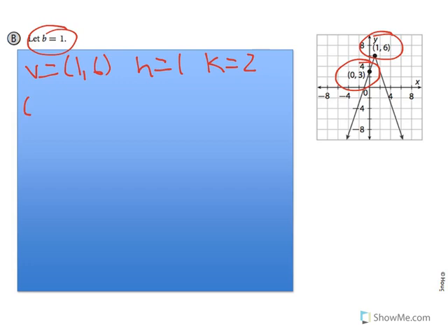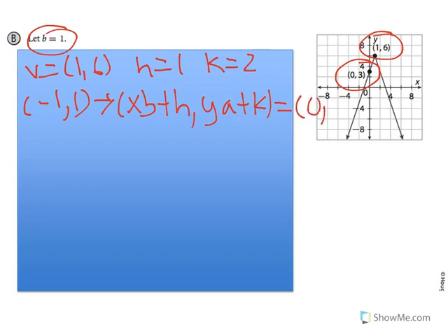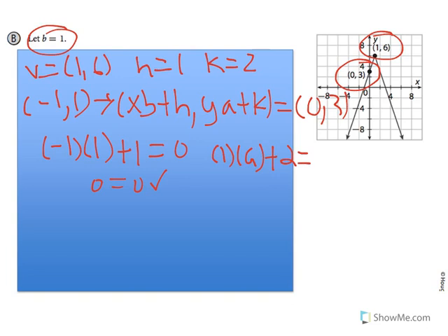So then our transform is going to be (-1, 1) going to (xb + h, ya + k), which is going to be equal to (0, 3). So then we say negative 1 times, in this case, b is 1, plus h is 1, equal to 0. So 0 equals 0, so let's check. And 1 times a plus k, which is 2, equal to 3.